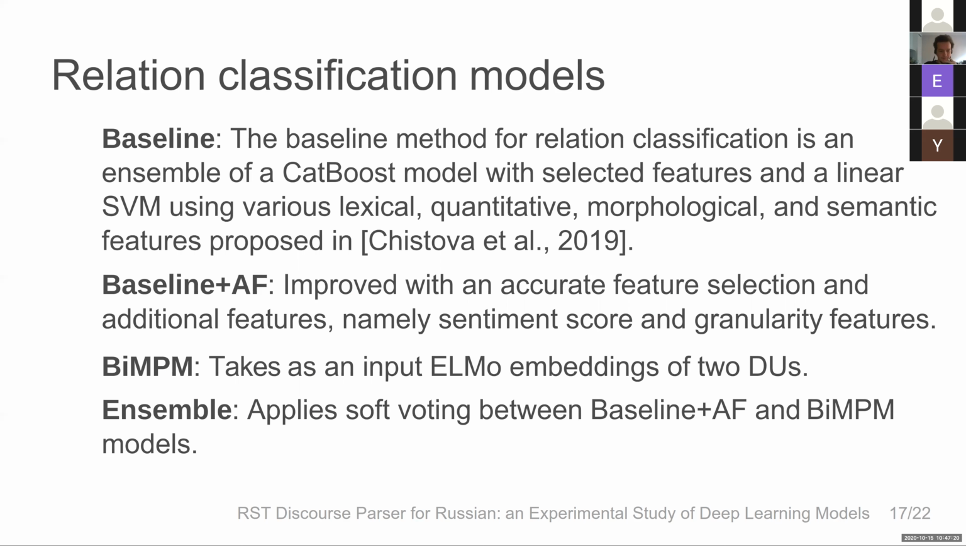We improved this method with an accurate feature selection and additional features, namely sentiment score and granularity features. In the BMPM model for relation classification, we use as features only ELMo embeddings of true discourse units, and we apply the ensembling technique for the improved baseline model and BMPM model.